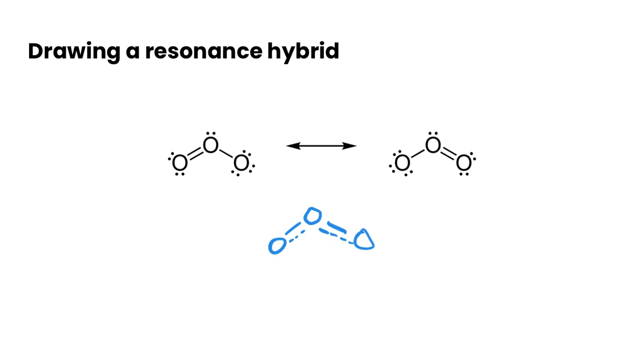Now, if this was an ion, we would still need to draw in our square brackets and our charges as well. So just something else to keep in mind. But this would be our resonance hybrid structure, not showing all of our valence electrons for ozone.